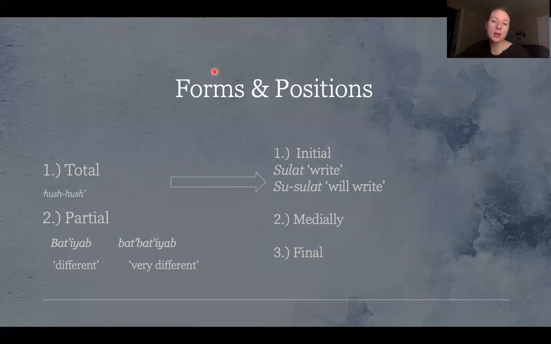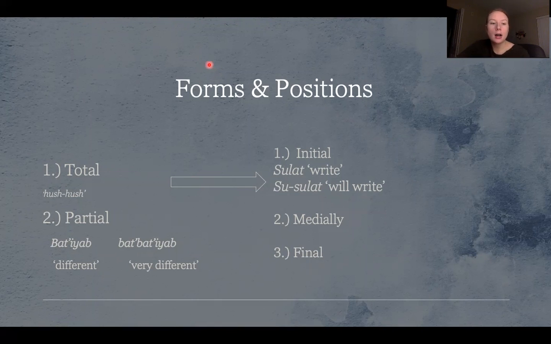So for reduplication, there are two forms. So you have total, also known as full reduplication. So in my original example of an expression, you have hush hush. So it's quite obvious, but it's when you have one full morpheme, that root or that stem, and it fully reduplicates. So you see it once, you see it twice.